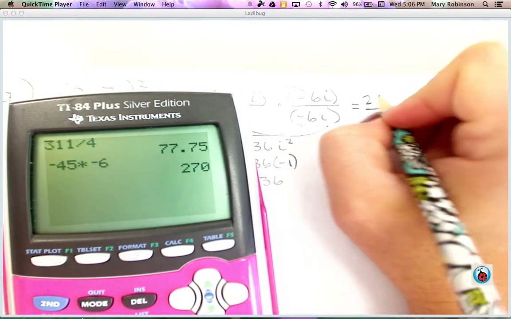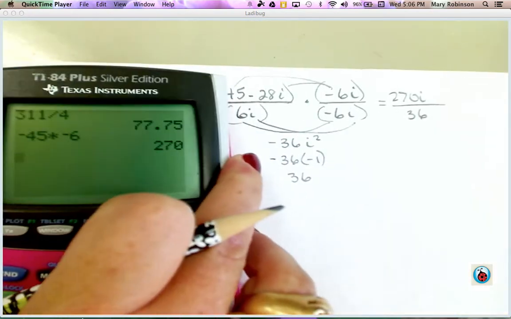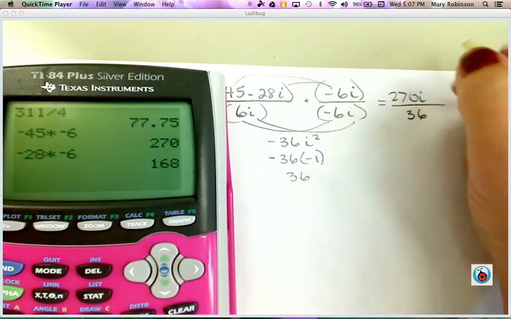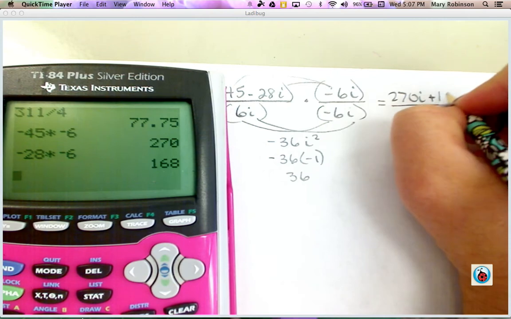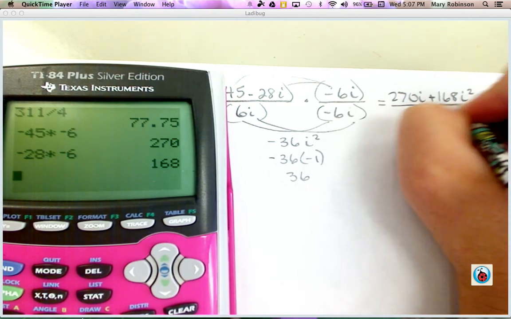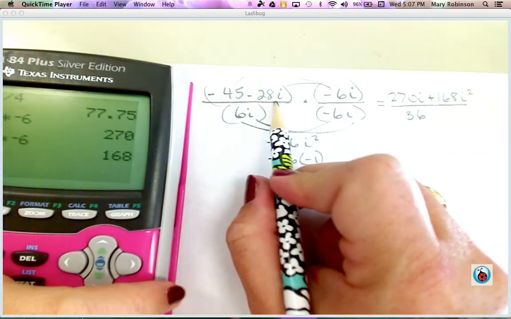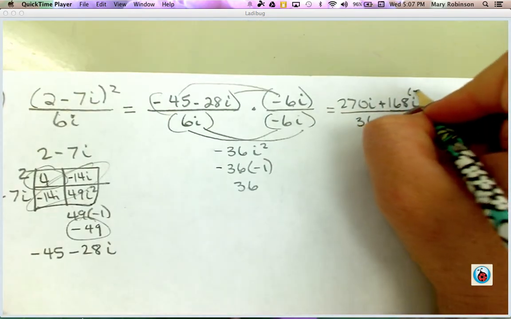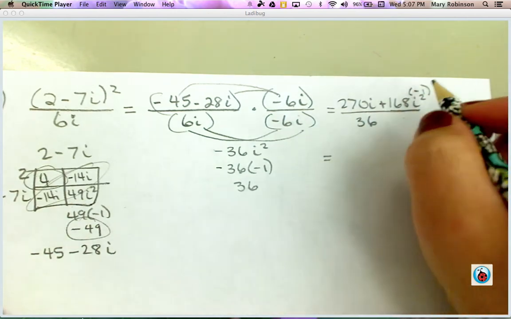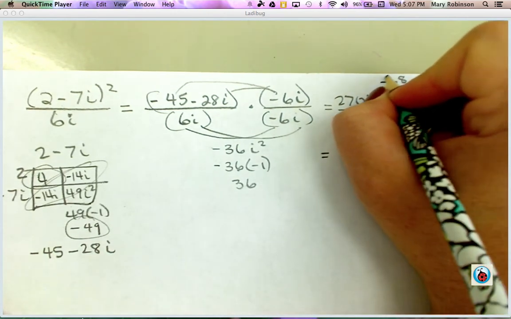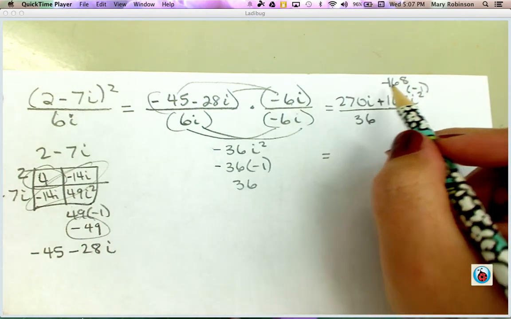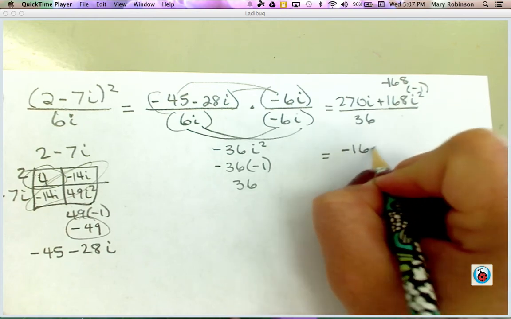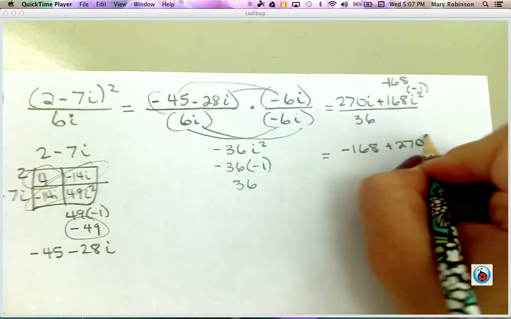So that's 270i. And then negative 28 times negative 6 is positive 168i squared. So remember, i times i is i squared. Because i squared is equal to negative 1, I'm actually going to get a negative 168 for this term. So I always want to rewrite my answer so that my real part is first and then my imaginary part second.